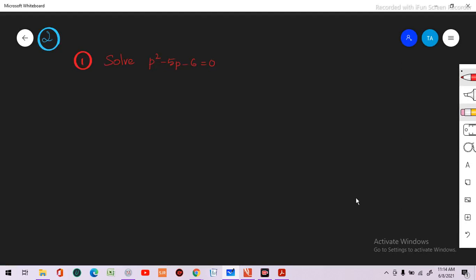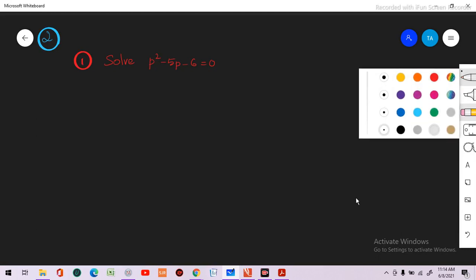We will go to the problem now. So this is our first problem. Solve p square minus 5p minus 6 is equal to 0. How do we solve this? Is it a quadratic equation? Yes, sir. In terms of what? In terms of p, right? Yes. So how do we solve?